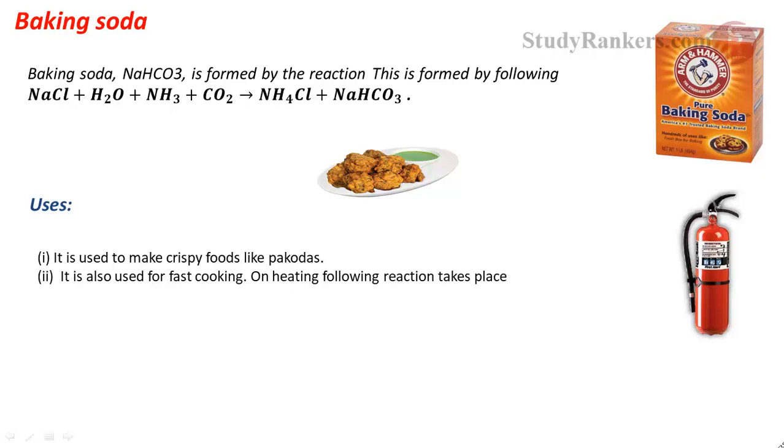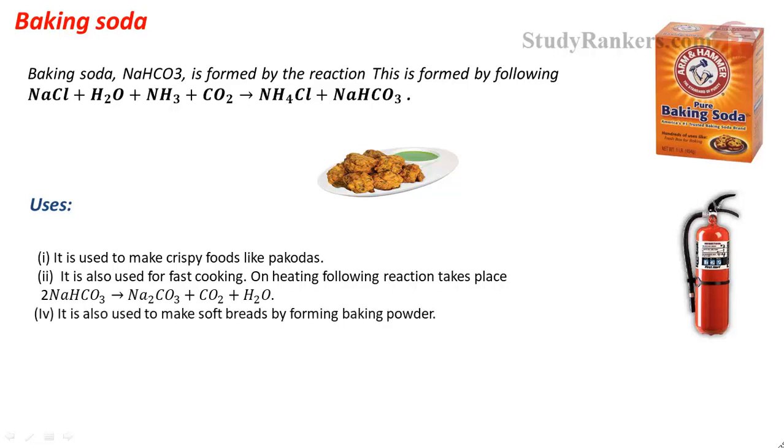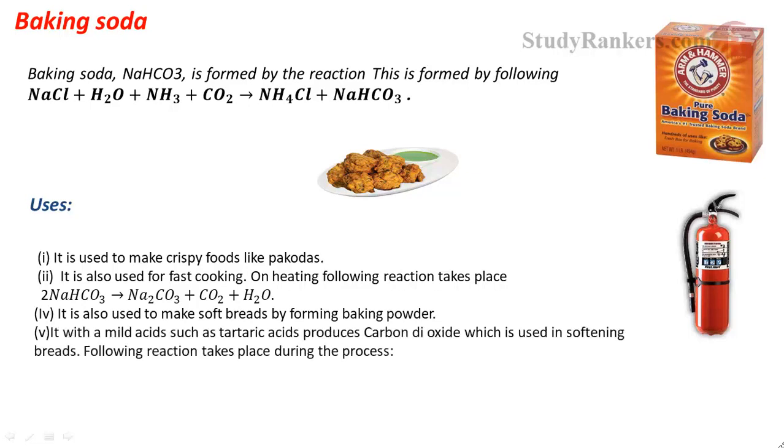On heating, the following reaction takes place. 2NaHCO3 will give Na2CO3 plus CO2 plus H2O. It is also used to make soft breads by forming baking powder. It with a mild acid such as tartaric acid produces carbon dioxide, which is used in softening breads.